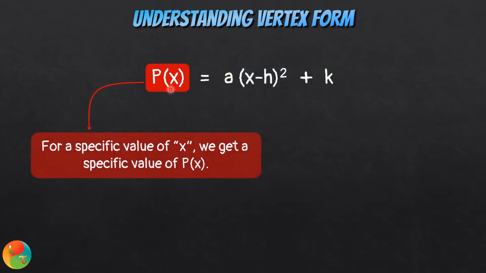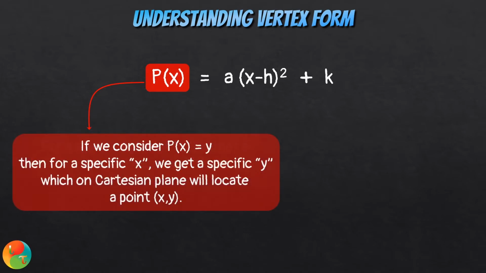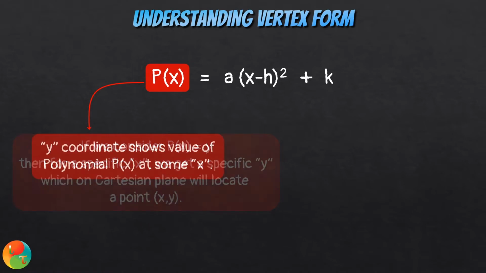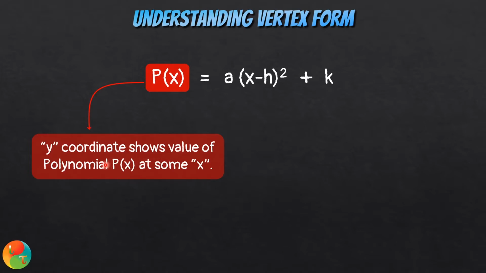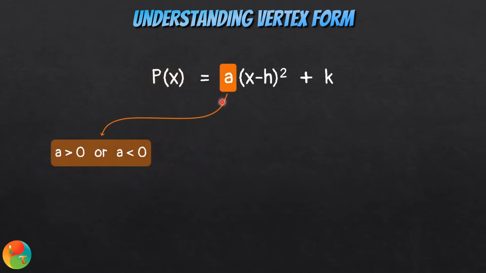So if we talk about p of x, for a specific value of x, we get a specific value of p of x. If we consider p of x equals y, then for a specific value of x, we get a specific value of y, which on the Cartesian plane will locate the point x comma y. And the y coordinate shows the value of polynomial p of x at some x on the Cartesian plane. Talking about a, that is the leading coefficient, a can either be greater than 0, that is positive, or less than 0, that is negative. A cannot be equal to 0.